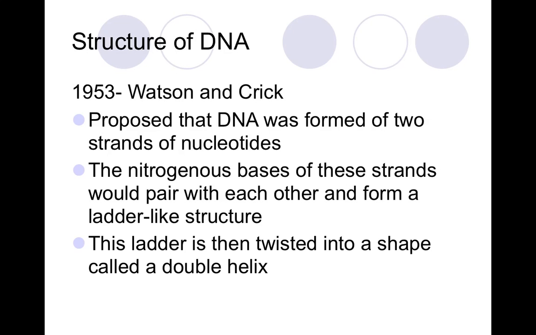This ladder is then twisted into a shape called the double helix. So it would be kind of like putting your arms up together and then twisting them around each other. Okay? Now remember that this molecule is very, very long, and you have one in every nucleus of your cell, and you have trillions of cells in your body. So we have trillions of these in our body, but they're very, very large, and so they have to be twisted and compacted together to fit into the nuclei of our cells.